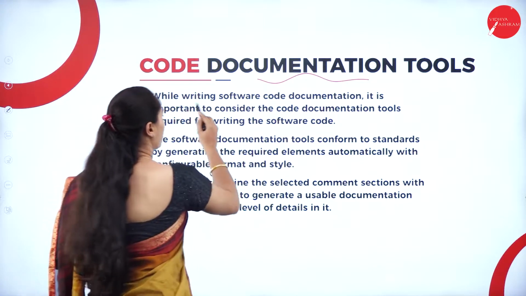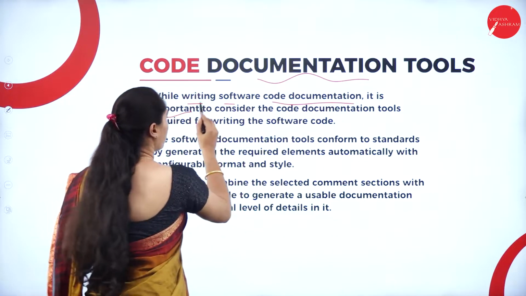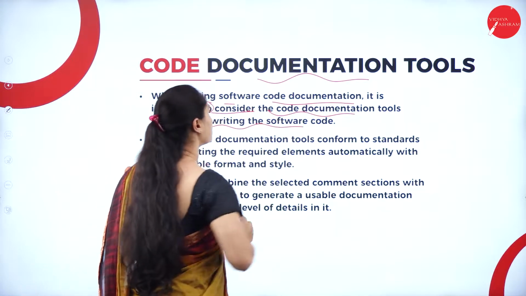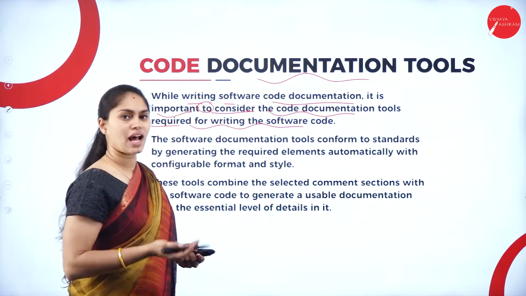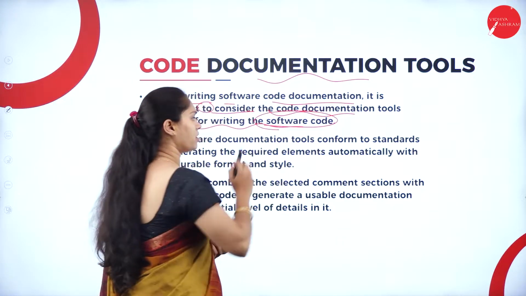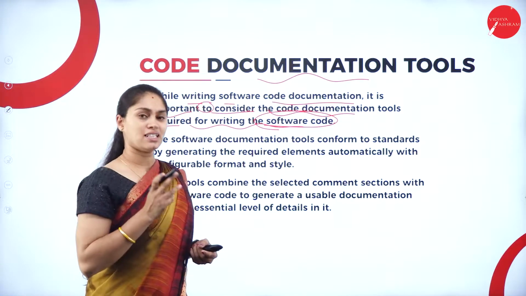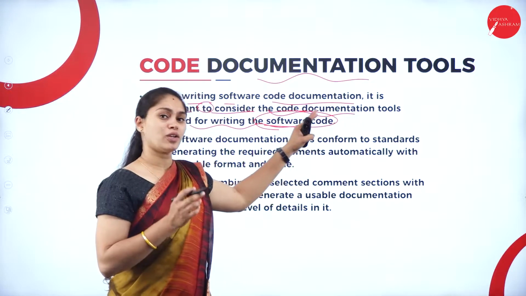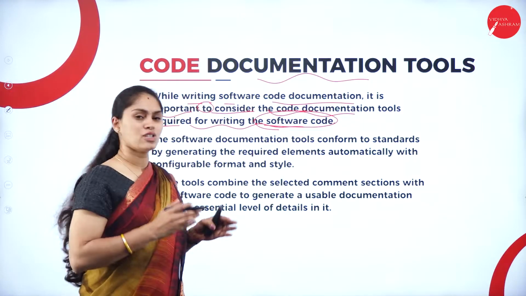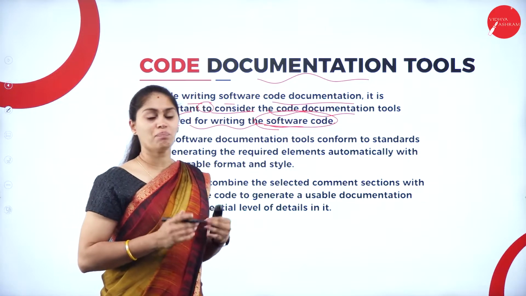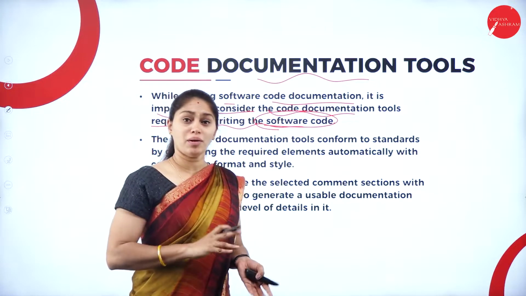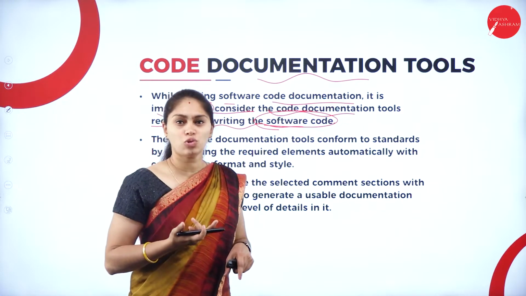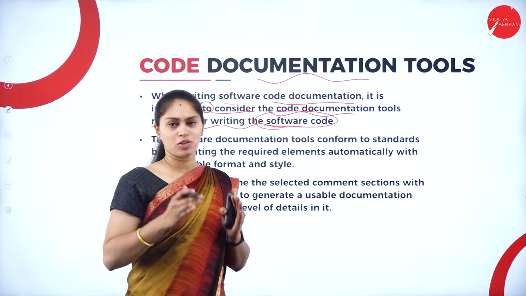While writing software code documentation, it is important to consider the code documentation tools required for writing the software code. Whenever I am writing software code or whenever we have a source code, it is necessary to understand the usage of the code documentation tool, which will help us in producing this software code documentation. Now I want to write documentation of a source code. In order to write that, what are the tools that we have used? That is mandatory to understand.